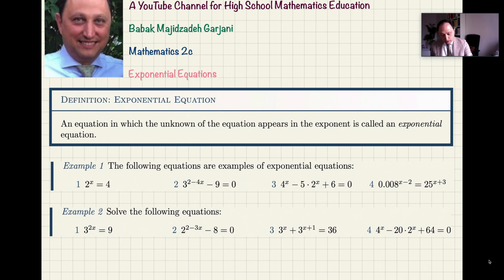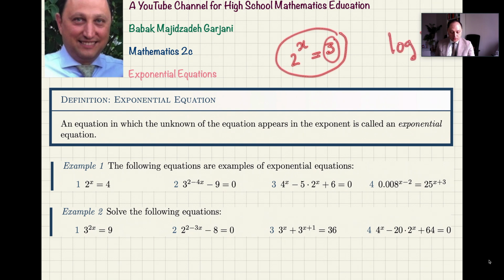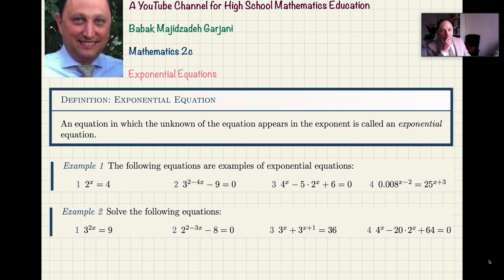Okay, and just let me motivate you for the next lesson. If I ask you 2 to the x equals 3, then it is a little bit problematic, yes? Is there any number so that 2 to that power becomes exactly equal to 3? We will see this. This is a number that mathematicians invented, and they call it the log of 3 in base 2. Okay? So this is an exponential equation.